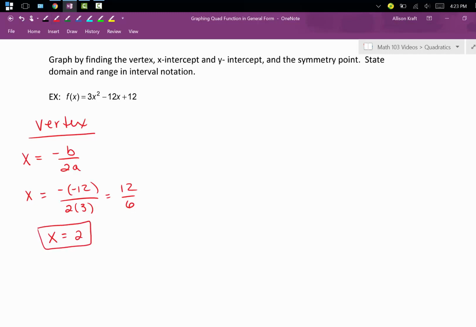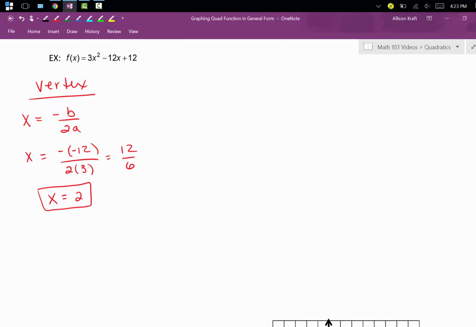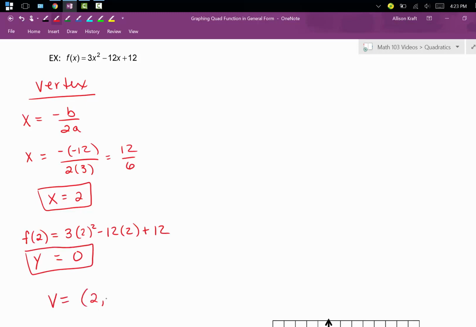To find the corresponding y value, we'll plug that back into the function. f of 2 equals 3 times 2 squared minus 12 times 2 plus 12, and we get a value of 0. So the y-coordinate of the vertex will be 0, making our vertex the ordered pair 2, 0.